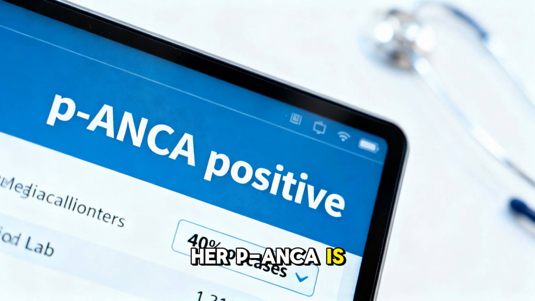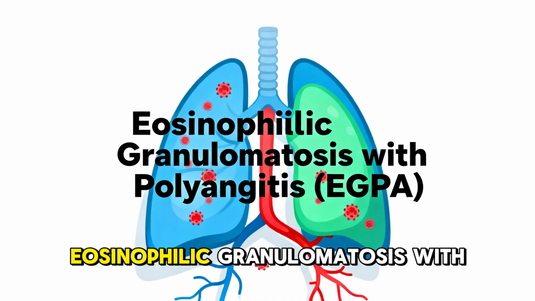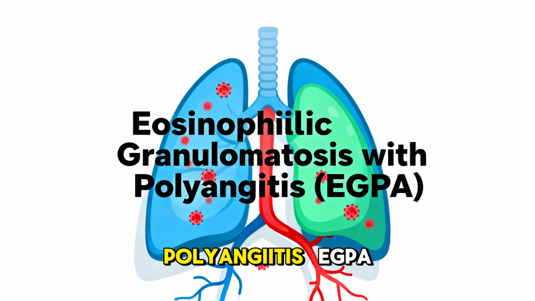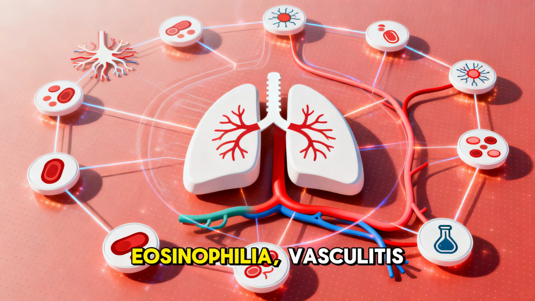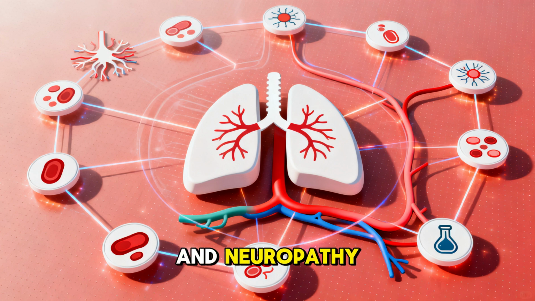Her P-ANCA is positive, as in 40% of cases. Most likely diagnosis: eosinophilic granulomatosis with polyangiitis, EGPA. Key features are asthma, eosinophilia, vasculitis, and neuropathy.